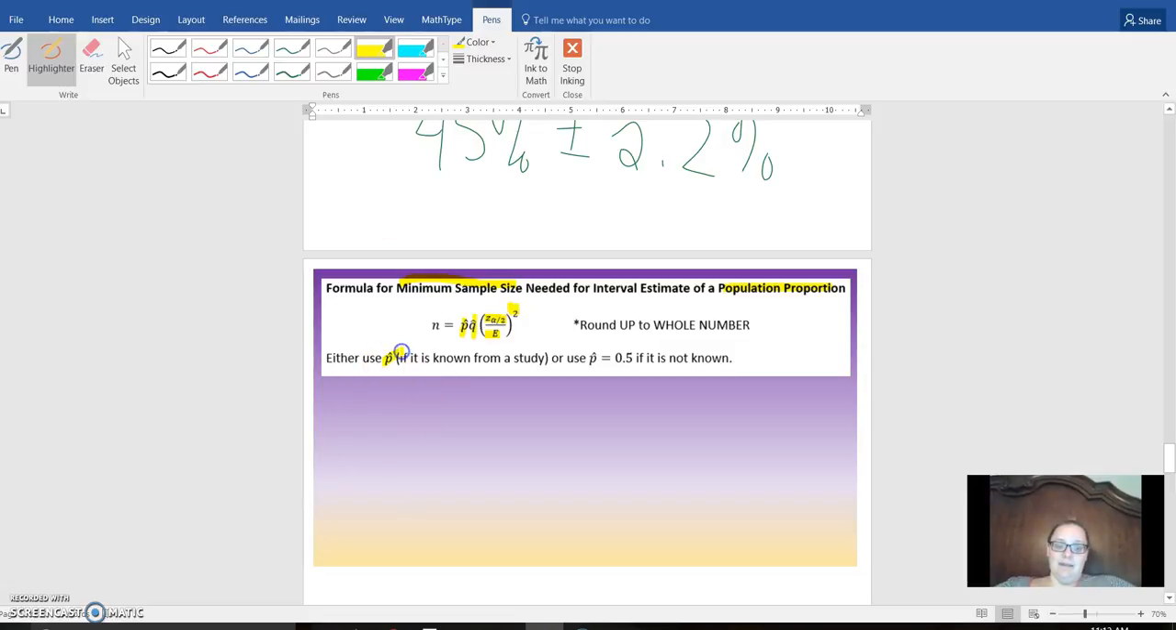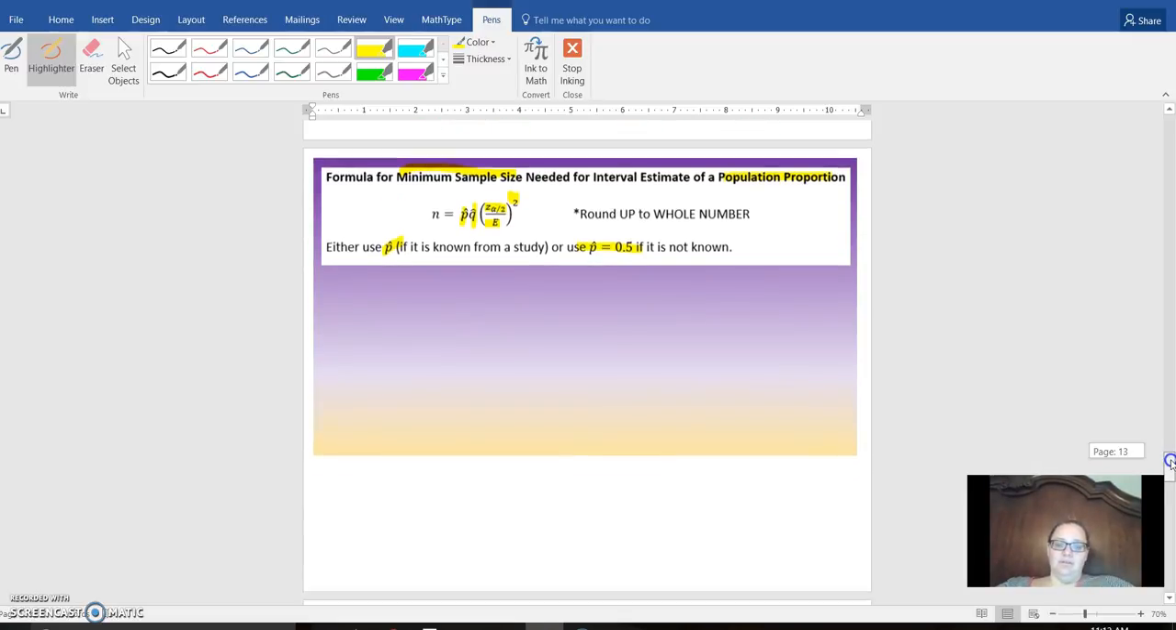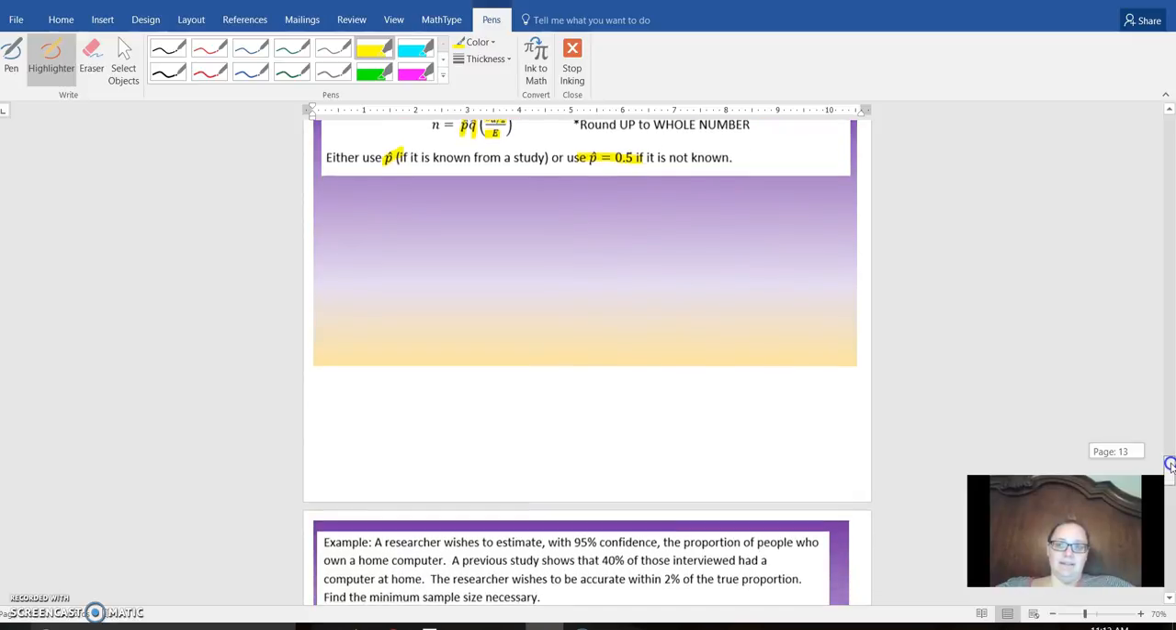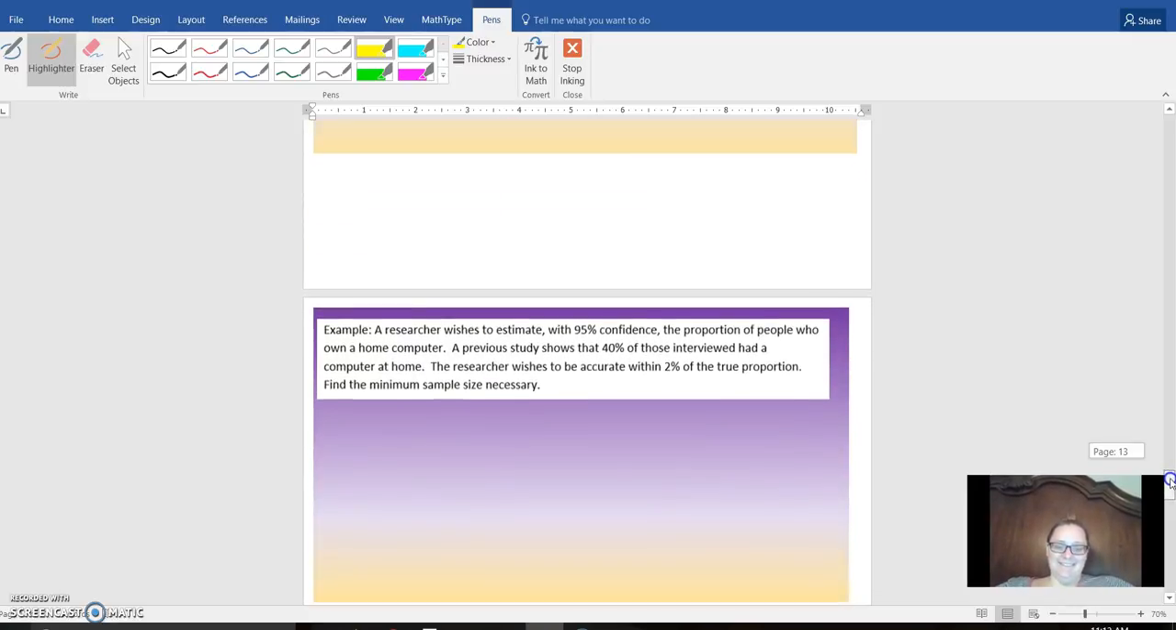If they do not give us P hat, okay, then we automatically use 0.5. And sometimes we have to do that. Like if you're designing a study that's never been done before, then you use 0.5, because you want to be at least 50% correct.